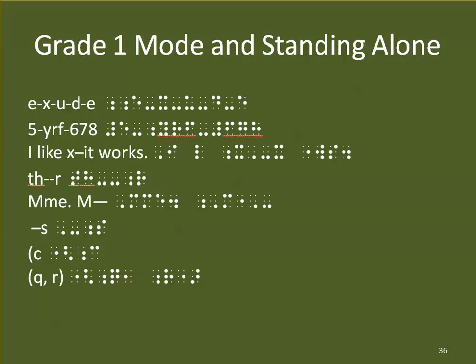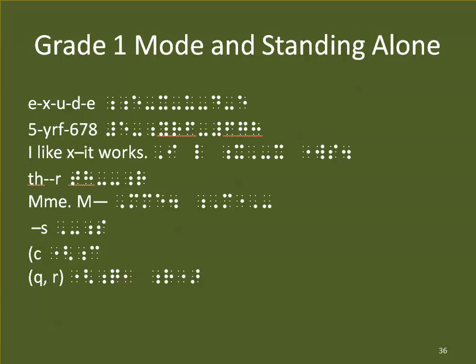The next example, I like X, it works. I like X. That X has a space on one side, a dash on the other, so it would be standing alone, so we're putting a grade 1 symbol indicator in front of it to make sure that's read as X. The same deal, but the opposite result that we want with the other X. There's a dash on one side, a space on the other. It is standing alone. It will be read as the word it, and we want that, so we're leaving that alone. We're not putting a grade 1 indicator in front of that.